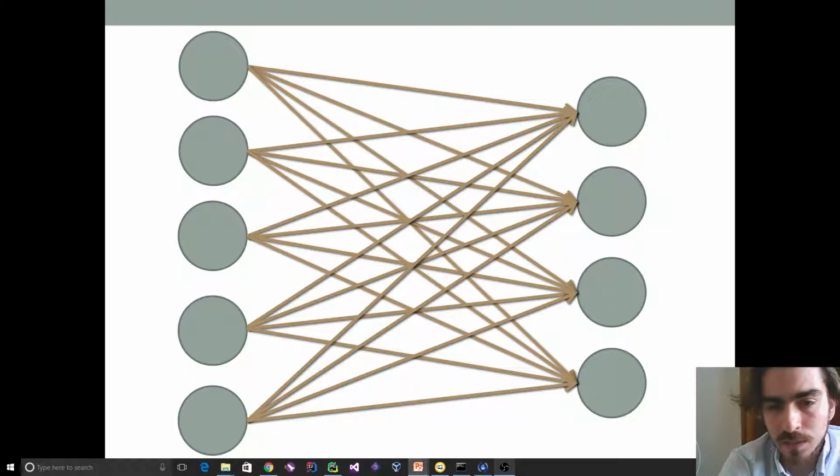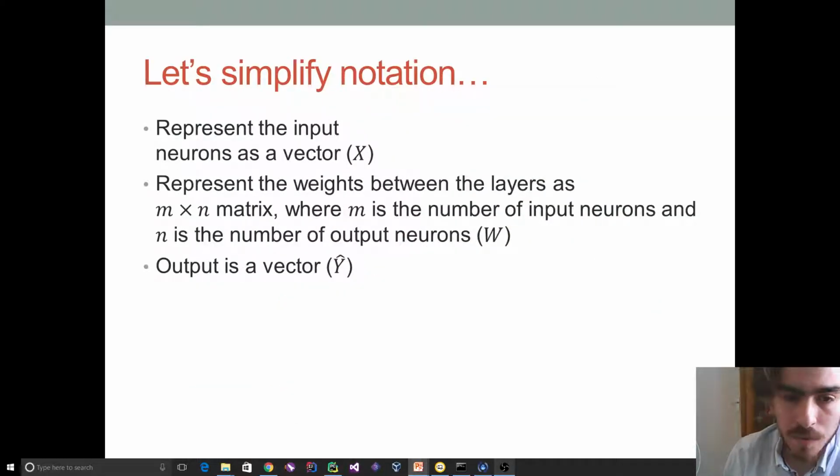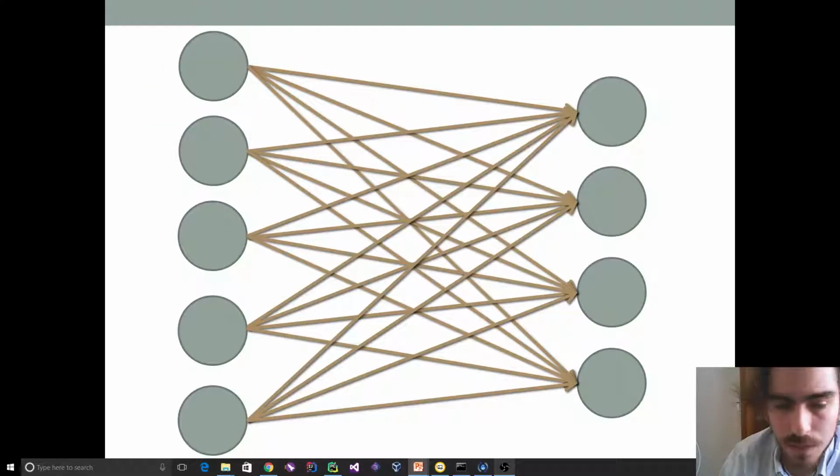You would still represent these weights as a matrix, but M and N in this case are the number of neurons in the first layer and in the second layer, respectively. So M would be the number of neurons in the layer on the left, N would be the number of neurons in the layer on the right. So we represent the matrix as an M by N matrix. And we usually denote that matrix W. There's usually a superscript on the W to indicate which two layers you're talking about. For example, W1,2 would indicate the weights between the first and second layers of a network. And we usually represent the output of a neural network as Y hat.